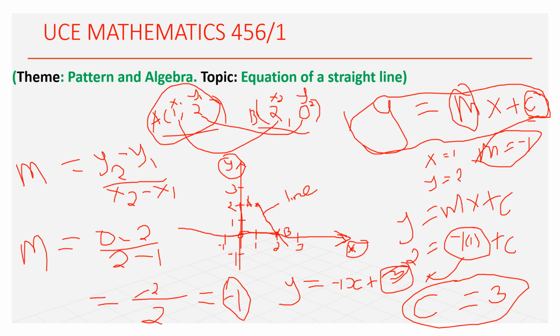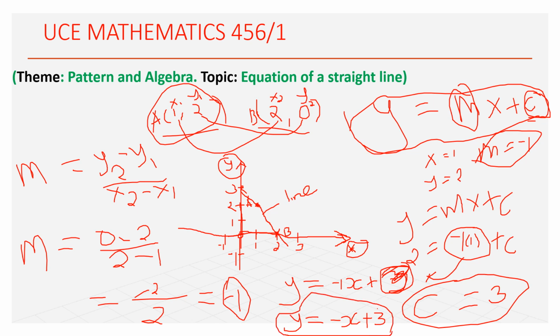What they are meaning here is that the line will cut the y-axis at the point where y is equal to 3. Actually, if you prolong this line, you get to realize that it is to cut at this point. So that's what they are meaning. So therefore, y will be equal to negative x plus 3, and this is the equation of that particular line.